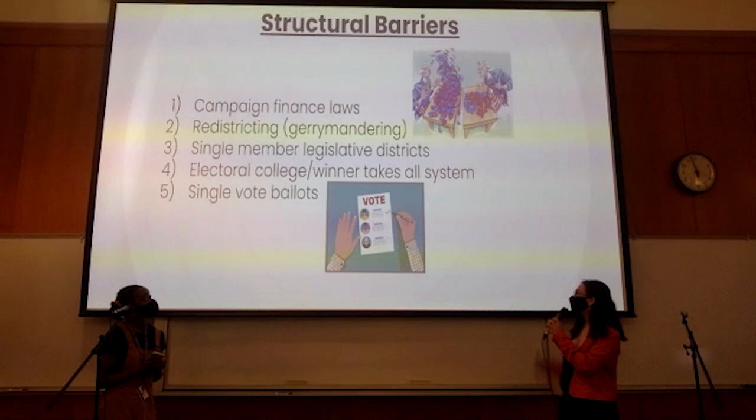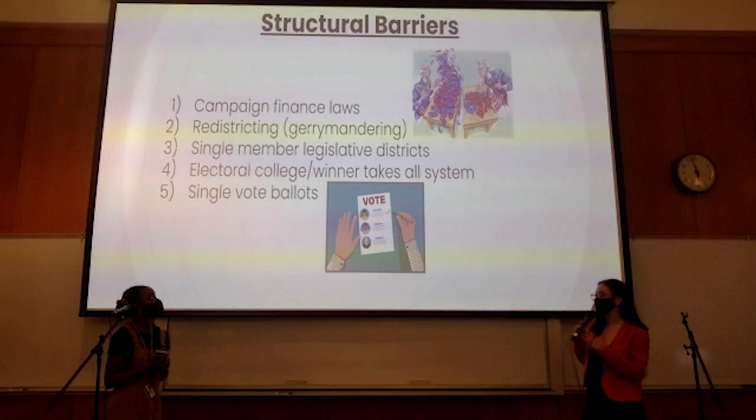And then structural barriers. All this means is that the entire structure of our political system plays to the strengths of a two-party system and will keep a third party from ever being elected. And this is because of the Electoral College, the winner-takes-all system, and single vote ballots.